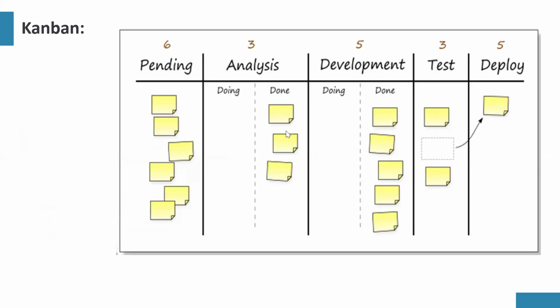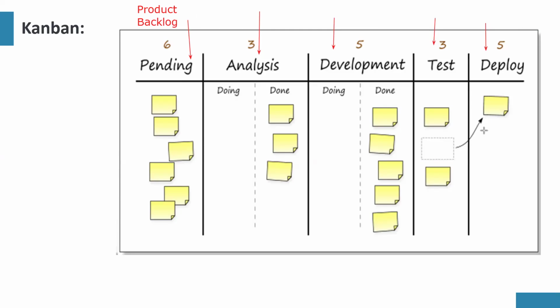Now, when it comes to Kanban, we actually use a board, and the board is called a Kanban board. So this is an example of a Kanban board. This pending column holds the workflows that have not been done, and this could be your product backlog, right? So you have a product backlog, then the workflow starts from analyzing items that are pending in your product backlog, developing, testing the features, and deploying it.